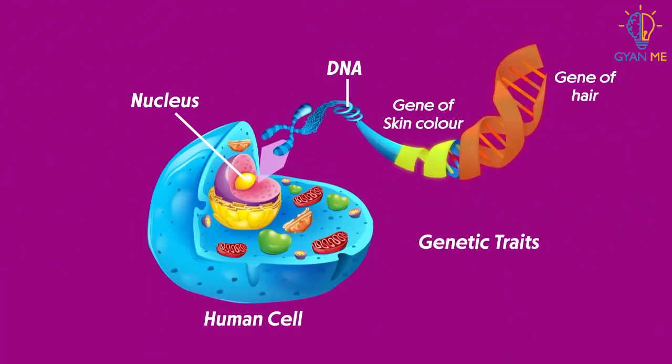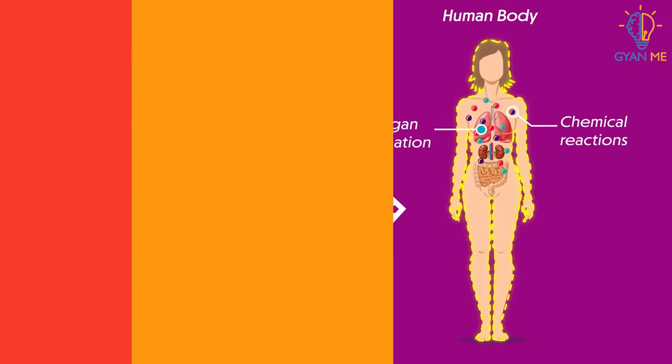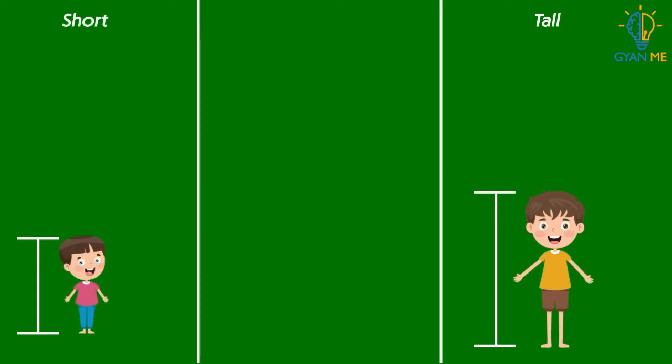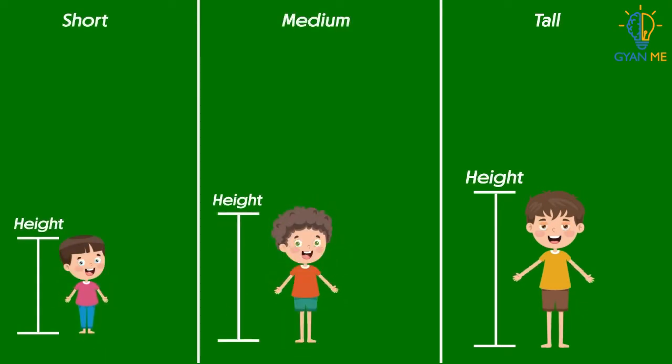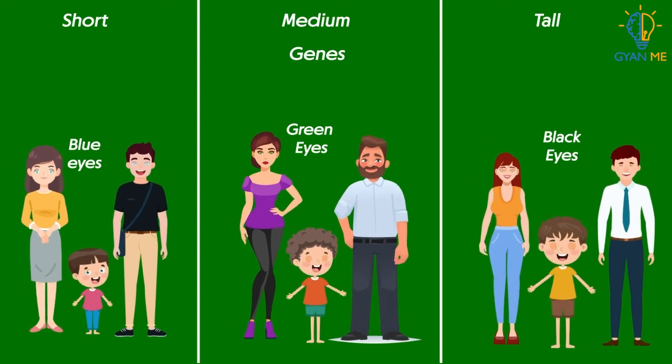Genes are smaller units of the big DNA molecule. They act as blueprints for body design and are responsible for altering various chemical reactions and organ formation in the body. You will be tall, short, or medium in height. It will all be determined by your genes that come from your parents. Also, whether you will have black, blue or green eyes will be determined by them in turn. Not only these two, but all the traits are determined by genes that come from the parents.